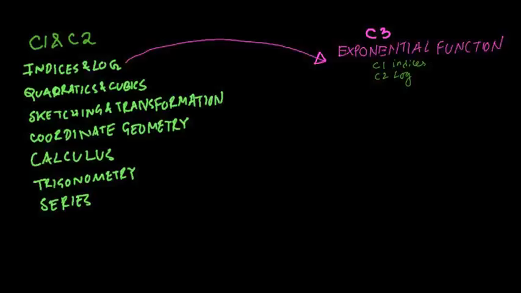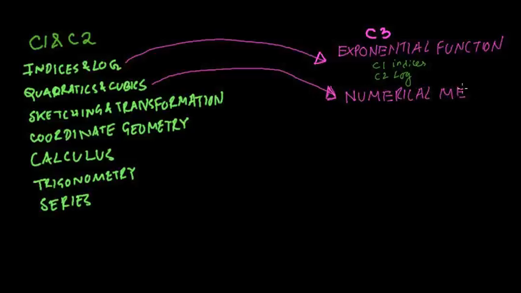The next topic that we do in C3 is an extension of quadratics and cubics. Now quadratics and cubics deal with a number of topics here. The first topic that we talk about is numerical methods. Numerical methods refer to a method where you solve an equation. Now in C1 we solved a quadratic equation, and in C2 we solved a cubic equation. And numerical methods is a special method of solving any type of equation.